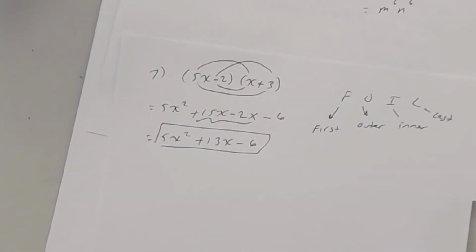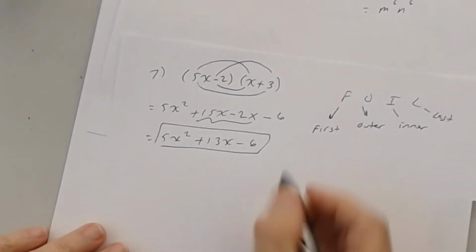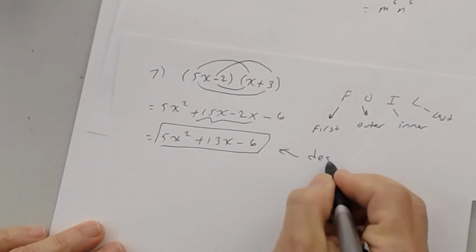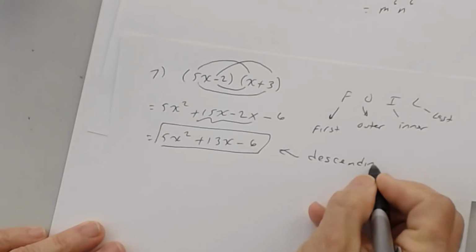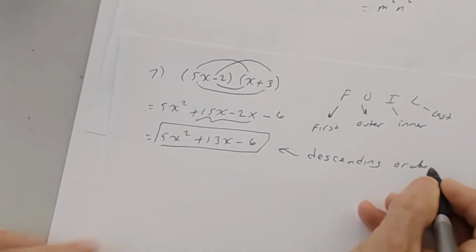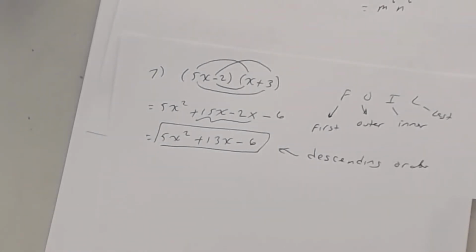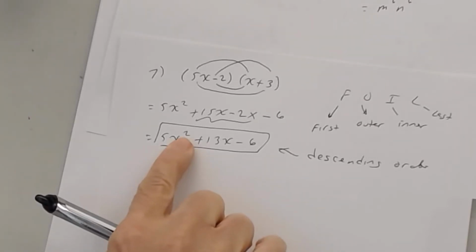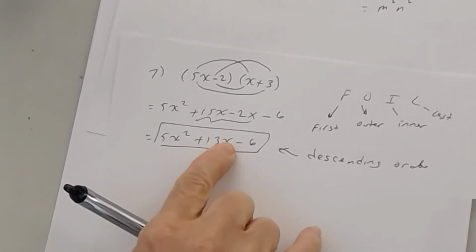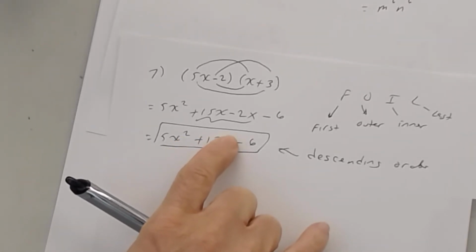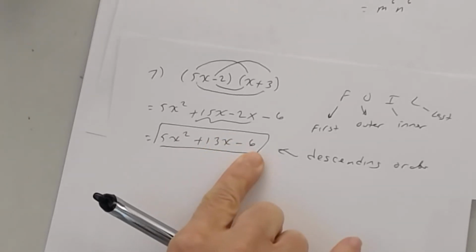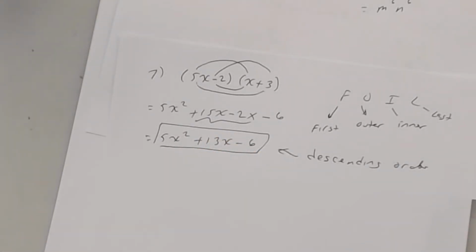We tend to put this in descending order. Remember the word descending order last semester? Yeah. Descending order means from largest exponent to the constant. The largest exponent is 2. X is being raised to what power? First, and there's your constant. Always put the constant last. It's another name for it, a trinomial.